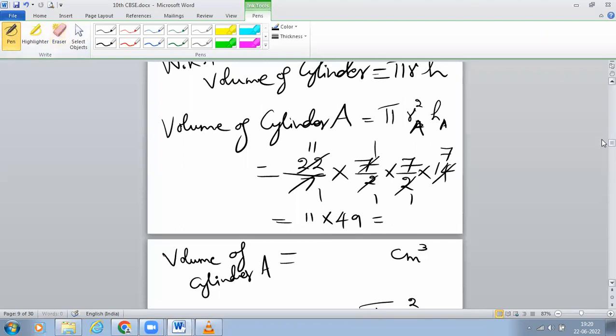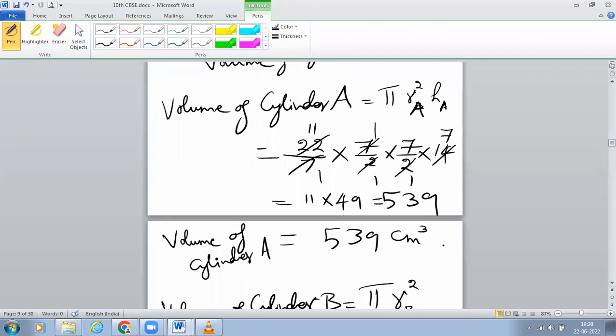Anybody got the same answer for 11 into 49? Yes, 539 is the right answer. Therefore, the volume of cylinder A is 539 centimeter cube. Yeah, correct. Okay, shall we proceed, ma'am?